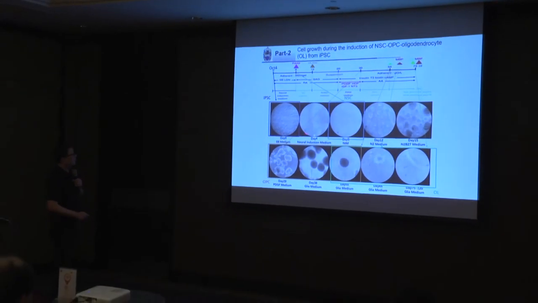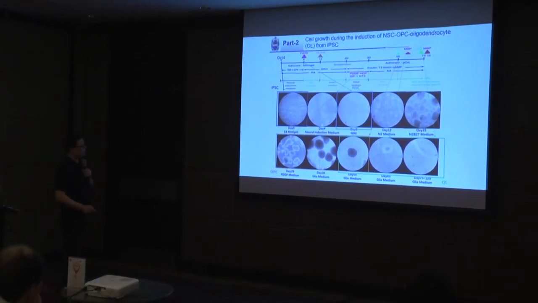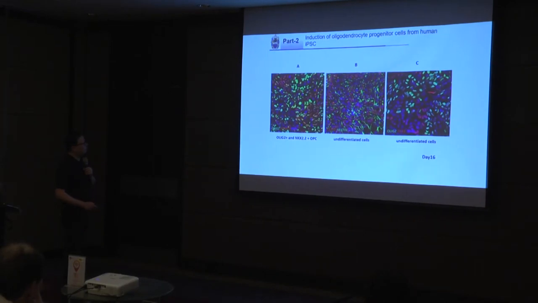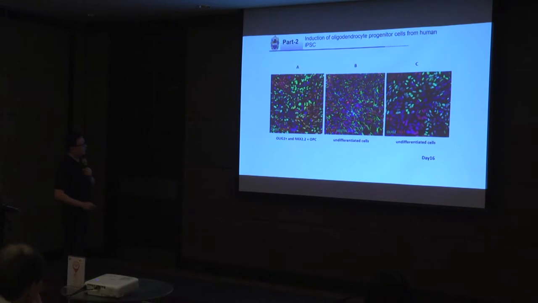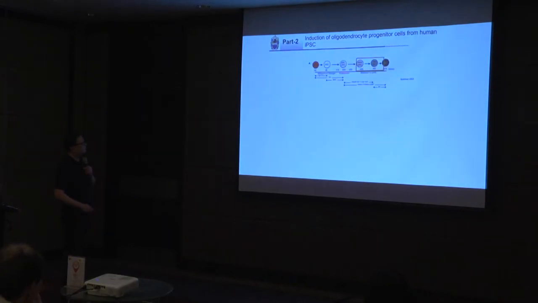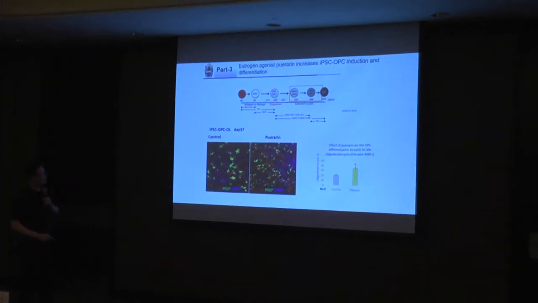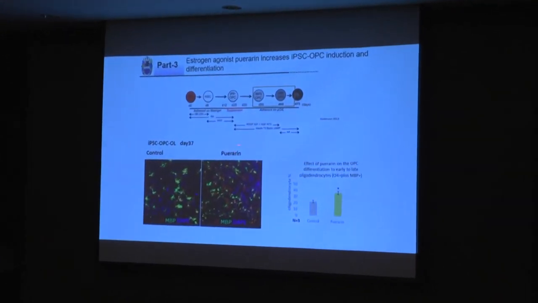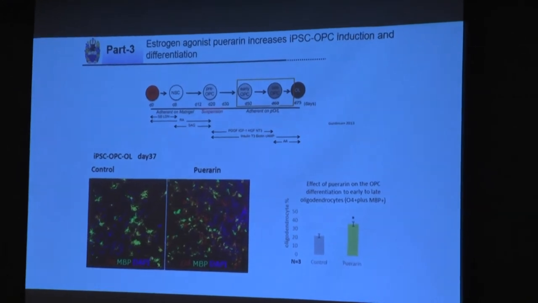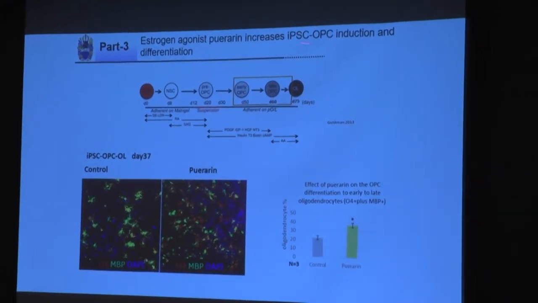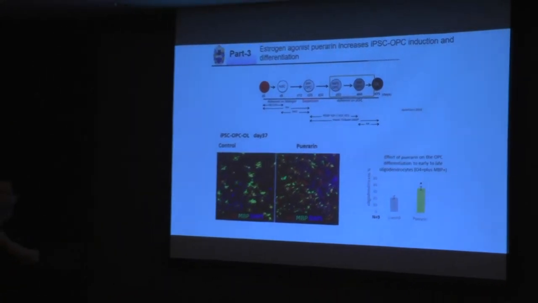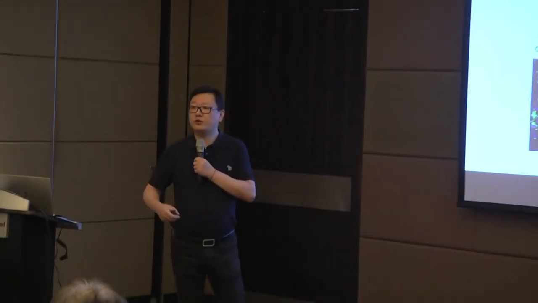So you can see this is the neuron, and afterwards we get the oligodendrocyte. And this is the color to show the cell differentiation and to show this process. And very interestingly, during our research, we found some drugs called purine, which is isolated from the herbs. They can stimulate the iPS to differentiate into the OPC, which maybe indicates that in herb treatment, this kind of thing will facilitate the stem cell in the body to differentiate into the functional cells.